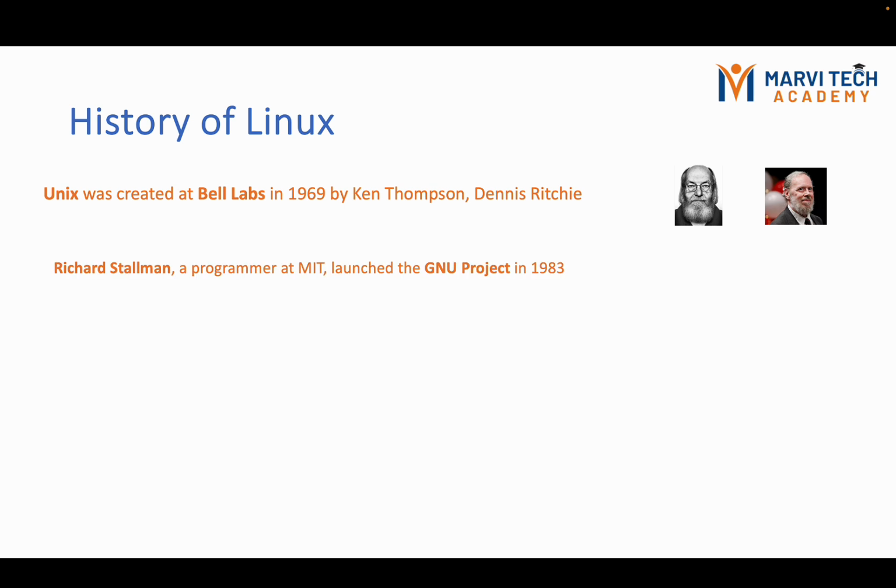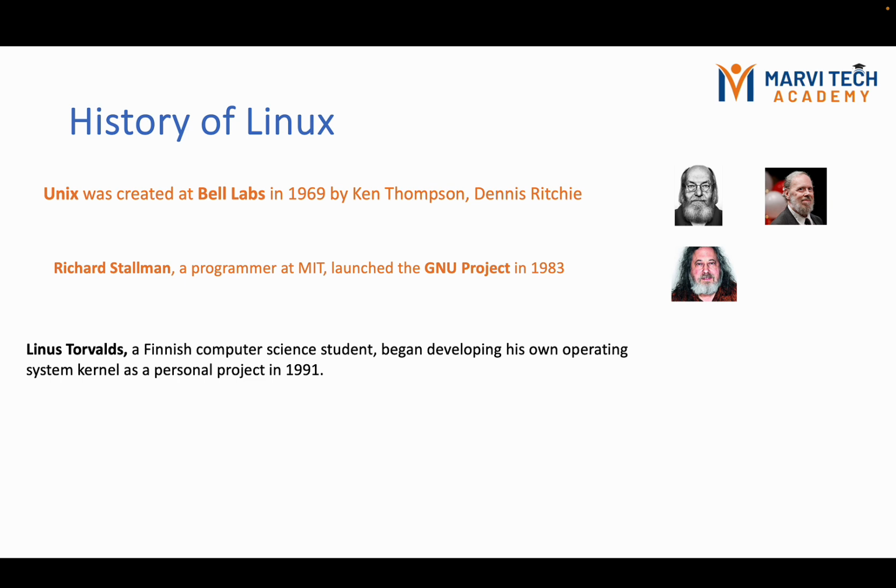Next, Richard Stallman, a programmer at MIT, launched the GNU project in 1983. The aim of this project was to create a completely free and open source operating system that was Unix compatible, and the GNU project began developing many core components like the GNU C compiler and the GNU Bash shell. Don't worry, you're going to learn about the bash shell and the compiler later in this course. But it didn't have a kernel. It just had the bash shell and the compiler.